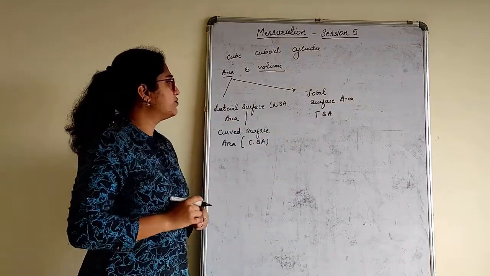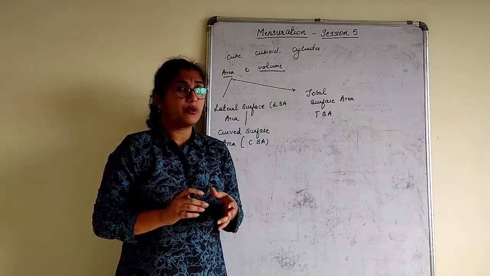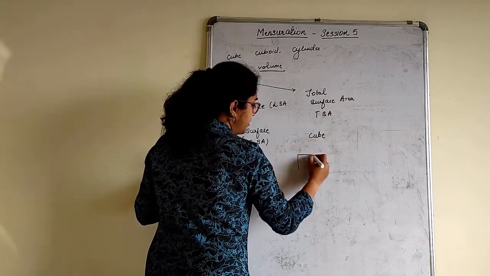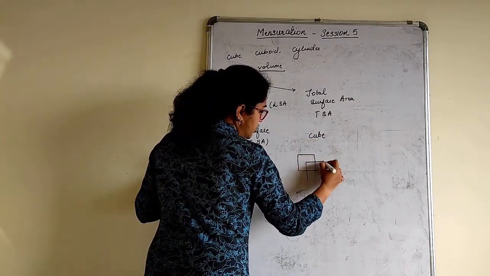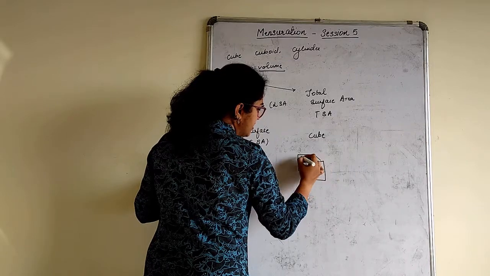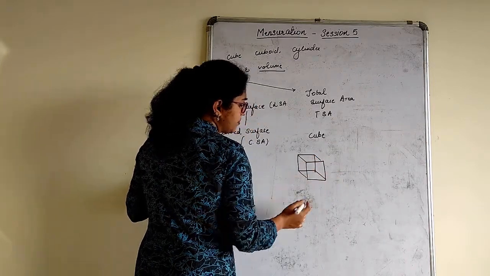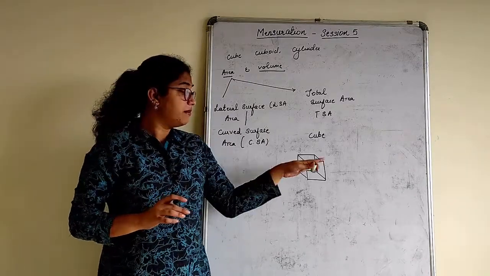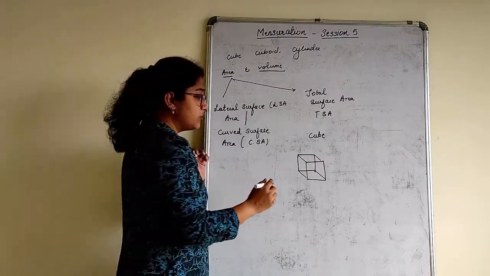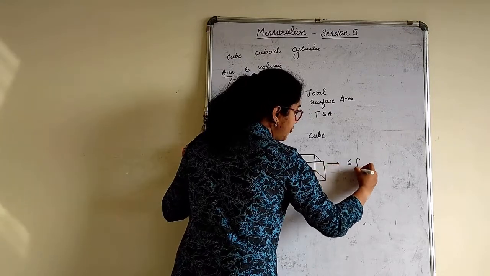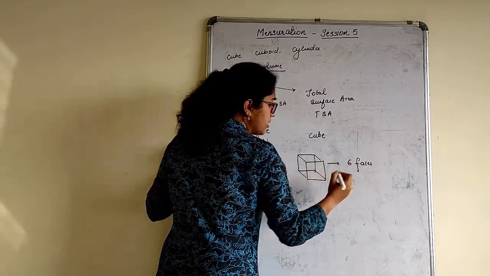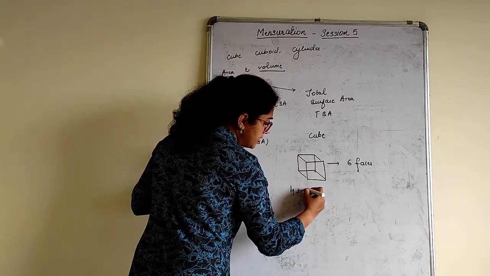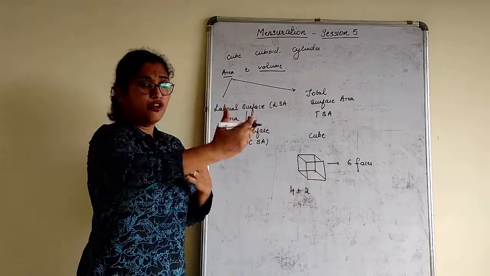Now what are lateral and total surface area? Let us talk about a cube. We have studied the number of faces in a cube, in visualizing solid shapes. How many faces will a cube have? A cube has 6 faces in total, so I can say 4 plus 2. I can take 4 walls.